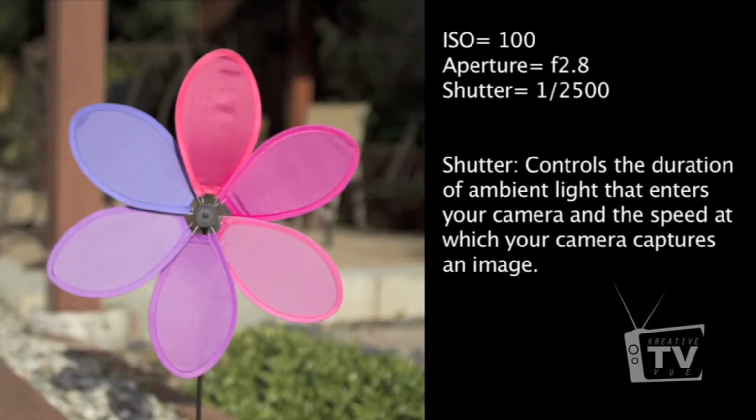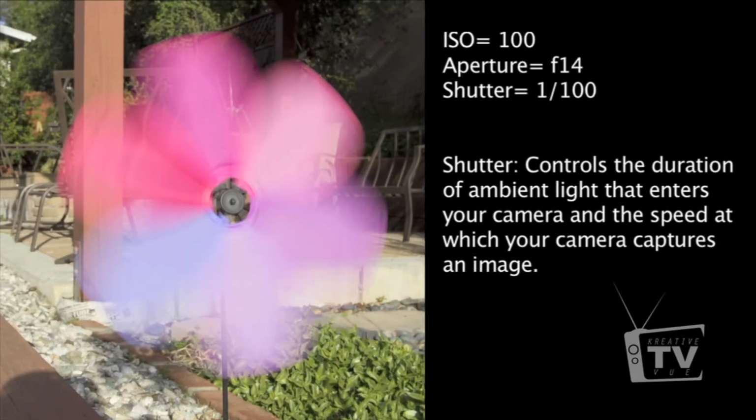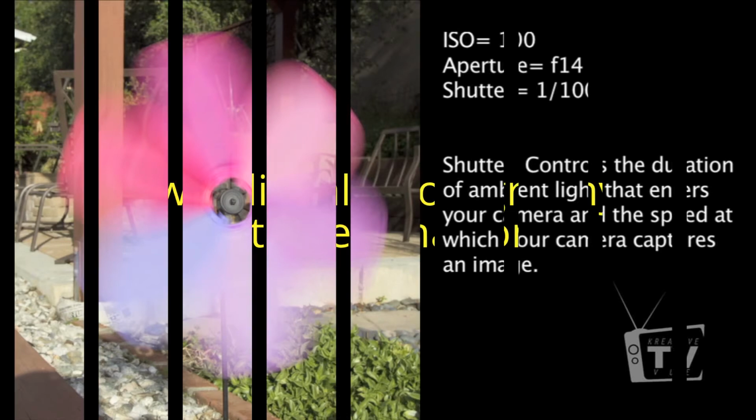As you can see, with a fast shutter speed, your object or your subject looks like they were just frozen in time. With this next image that we've got coming up, we slowed the shutter speed down to 100. We compensated by bringing up the aperture to about f14. So as you can see, there's a dramatic difference with a fast and slow shutter speed.